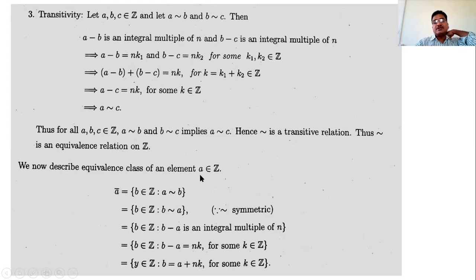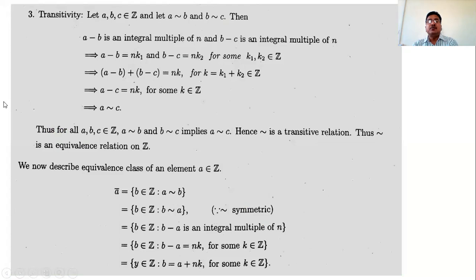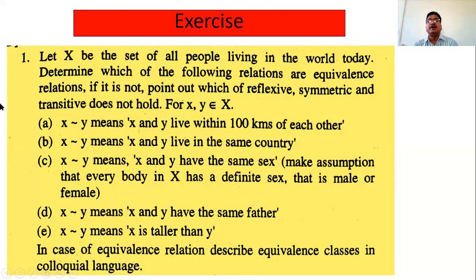Then we have to find the equivalence class. Take any element A from Z, and the equivalence class consists of B from Z such that B is related to A. B is related to A means B minus A is a multiple of n, that is B minus A is equal to nk for some k belongs to Z, that is B is equal to A plus nk. Instead of n, we can also take 2, so A minus B is an integral multiple of 2, that is A minus B is an even integer. All these examples are the same. Instead of n, we can take a particular value like 2, 3, 4, 5.